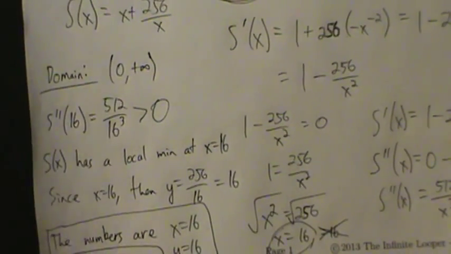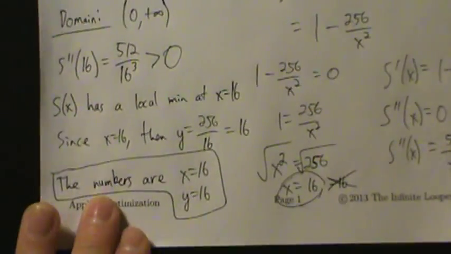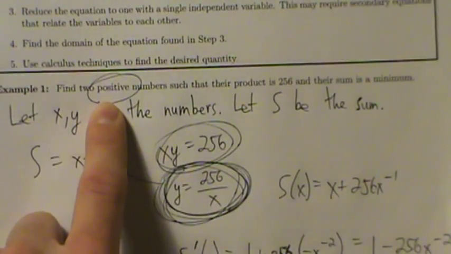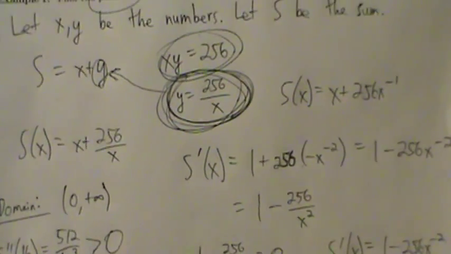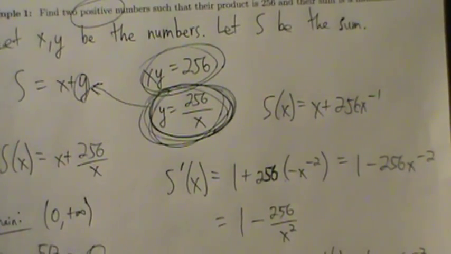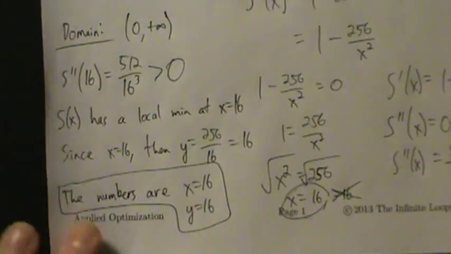And again, we don't care what the sum actually is, right? It is 32. X plus y is 16 plus 16, which is 32. But we were only asked to find the positive numbers. We don't care what the sum is. So always make sure to be careful of what you're being asked. So here, that's it for example 1.